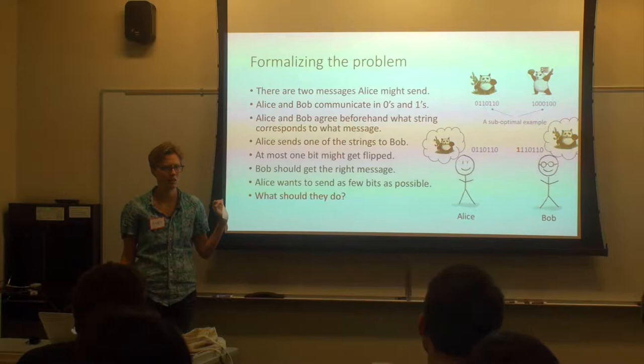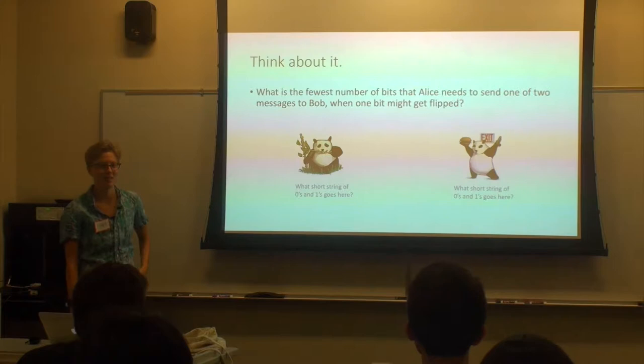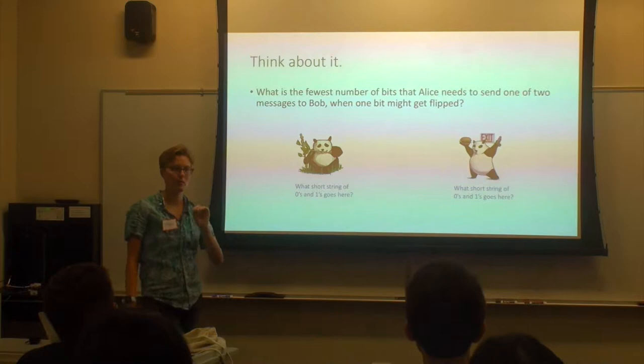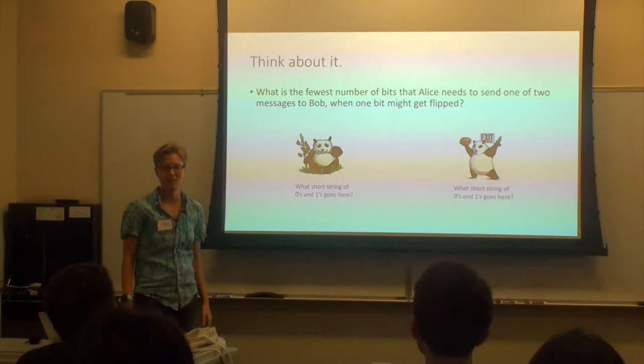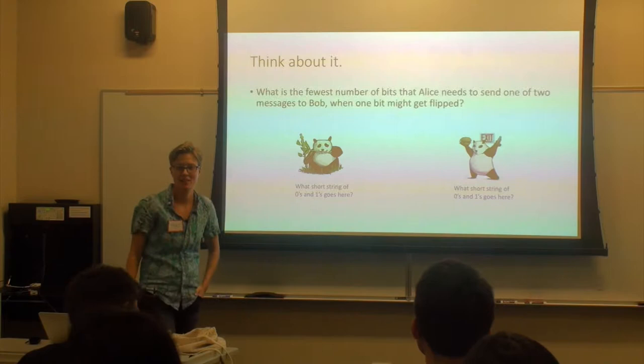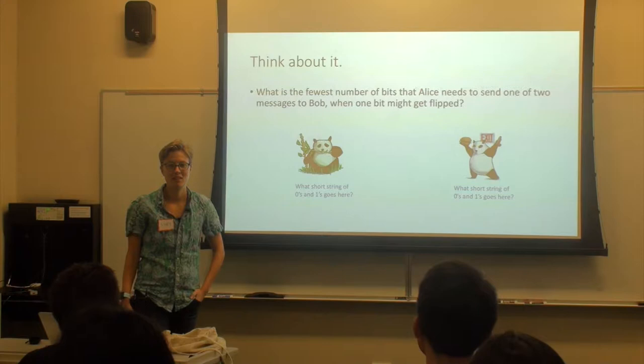Okay, so solve it. Think about it. Find the fewest number of bits that Alice needs to send one of these two messages to Bob when just one bit might get flipped. So I'm looking for a string that goes with "panda eats plants" and a string that goes with "panda's got a gun." I'm guessing 3 bits. Okay, so what would be the strings? Just like 0, 0, 0 and 1, 1, 1.